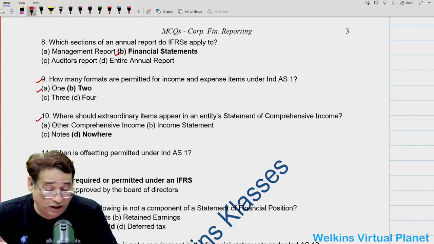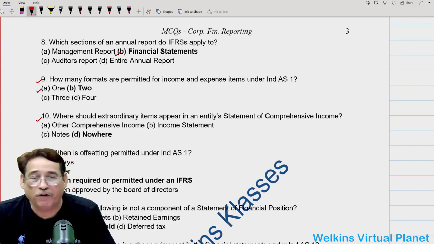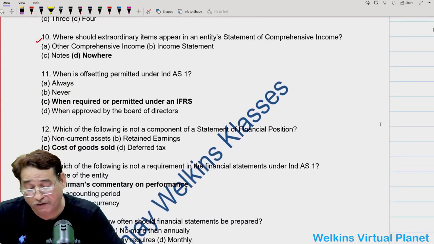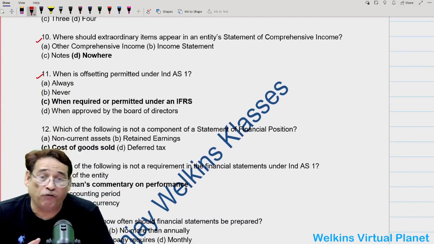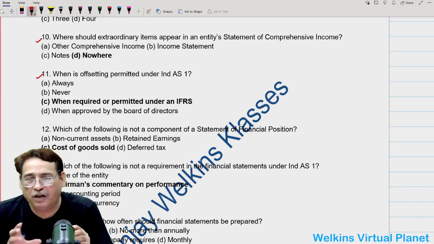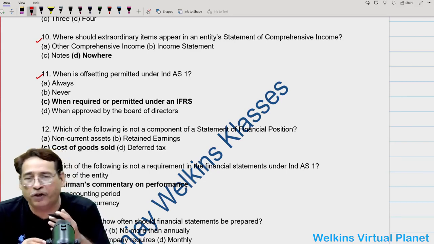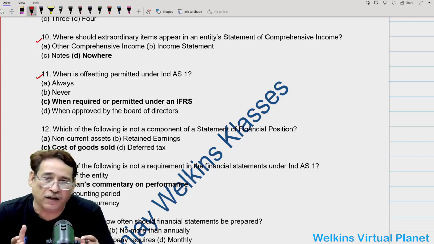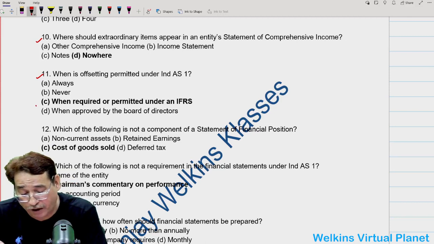Where should an extraordinary item appear in an entity's statement of comprehensive income? Nowhere. In comprehensive income, we never write extraordinary items. You need to understand this also. Now, as per Ind AS 1, when is offsetting allowed? Generally, offsetting is not allowed, to be very honest with you, but it is allowed only if it is permitted by the relevant Ind AS. Then only you can offset it. Otherwise, you can never offset any particular item.